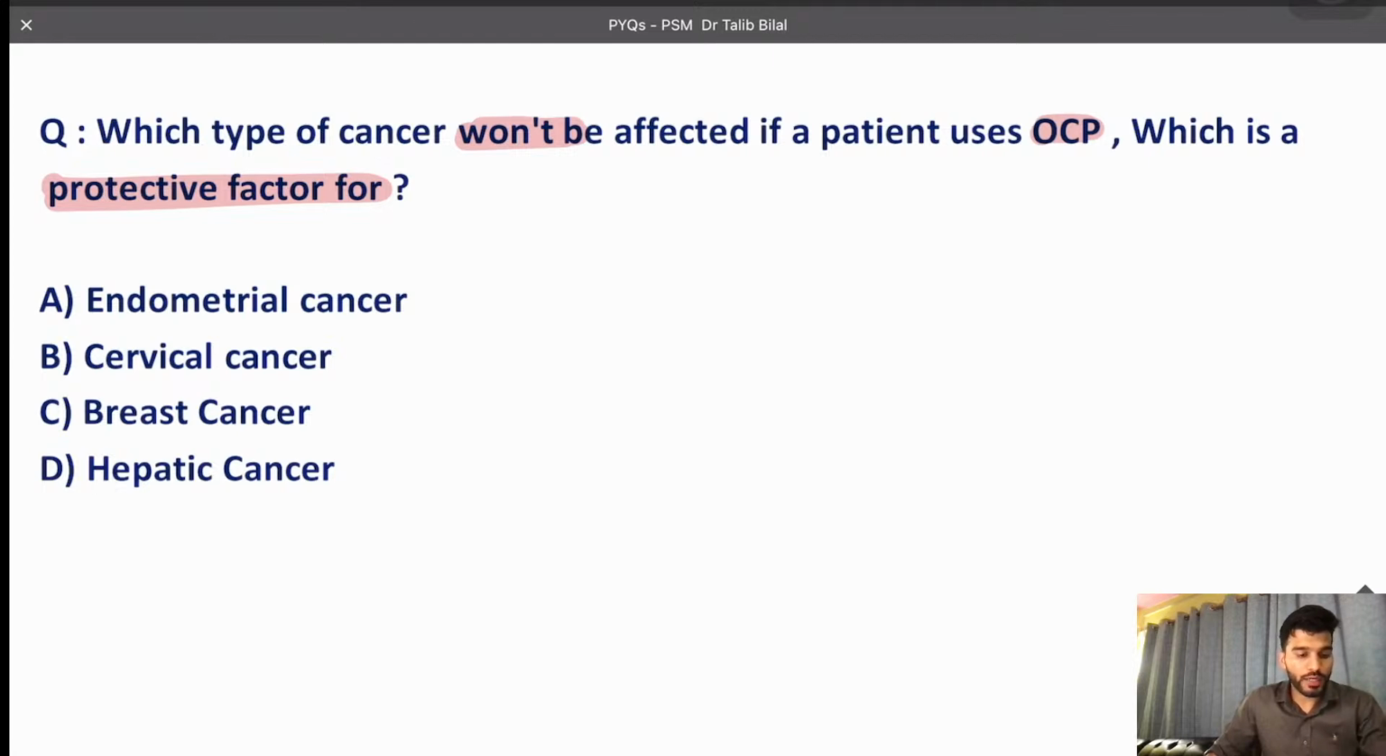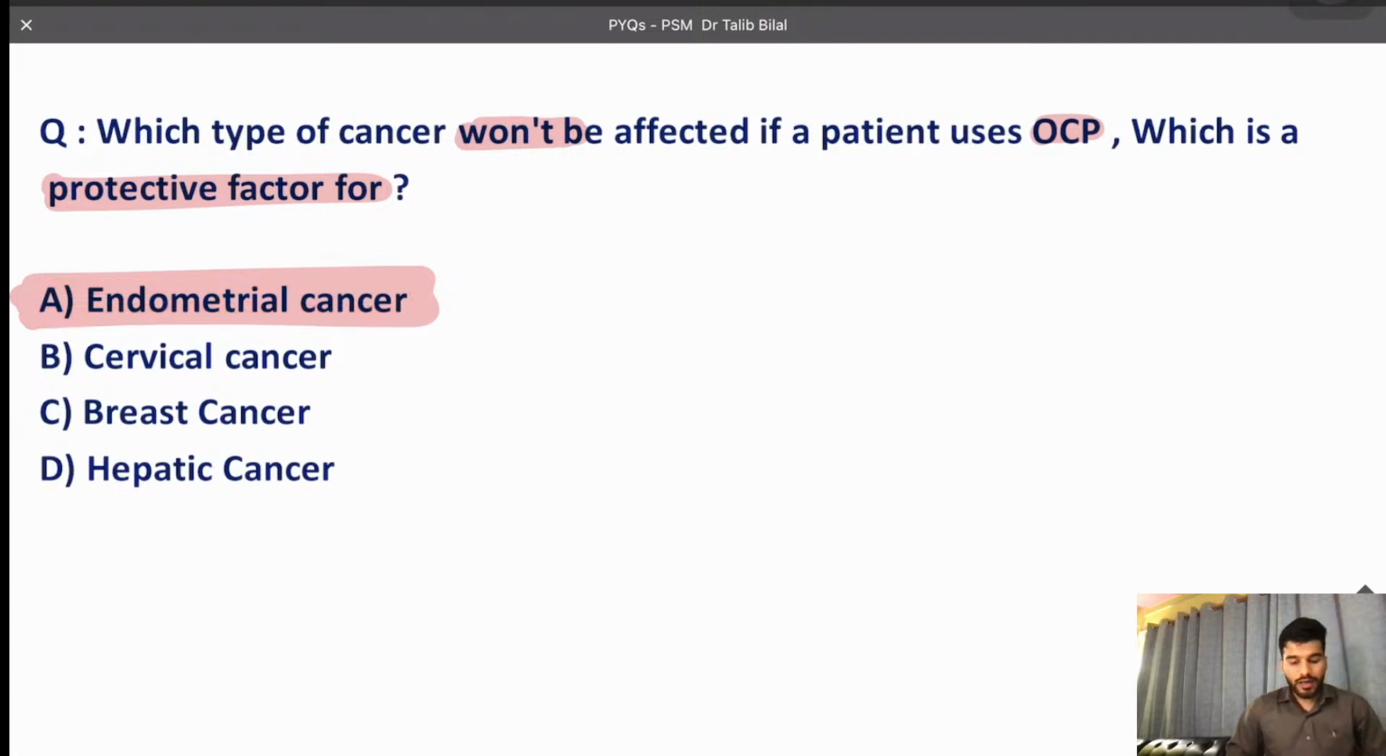OCPs are a protective factor for which cancer? OCP will increase breast cancer. It's a protective factor for which cancer? OCP causes cervical cancer. A or B? It is A, Hari. So OCP is a protective factor for endometrial cancer.